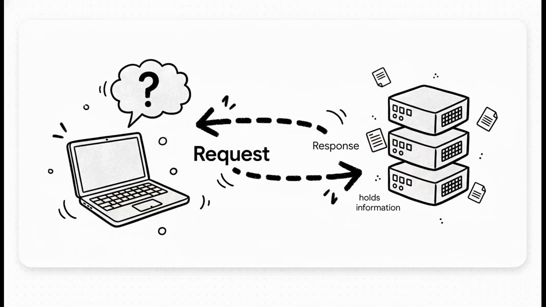Okay, so every single one of these conversations has two main players. On one side, you've got your browser, Chrome, Safari, whatever you use. We call that the client. Its job is simple. It asks for stuff. And on the other side, that's the website's computer, the server. It's the one holding all the goodies, the pages, the images, all the data, and its whole purpose in life is to listen for those requests and then serve up an answer.